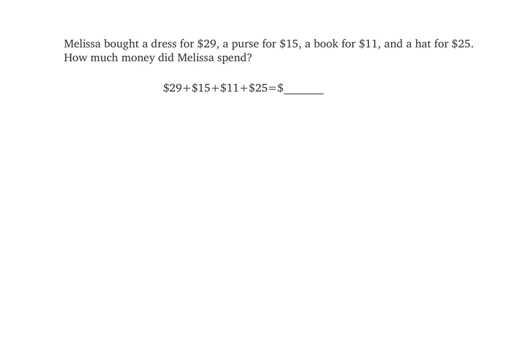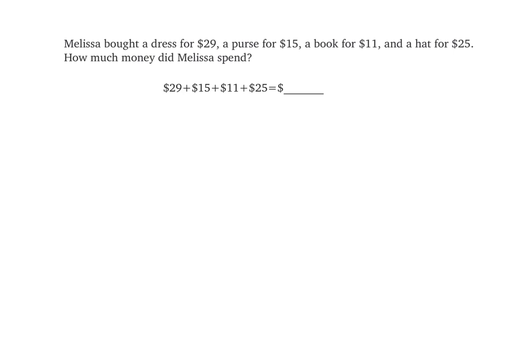So this equation is saying how many things Melissa bought, and we want to know how much Melissa spent in all. So we're going to add all of these numbers together. This equation would be 29 plus 15 plus 11 plus 25 would get us to our total of what she spent.